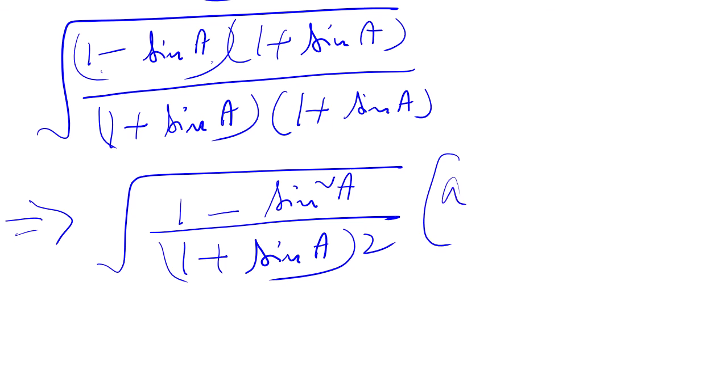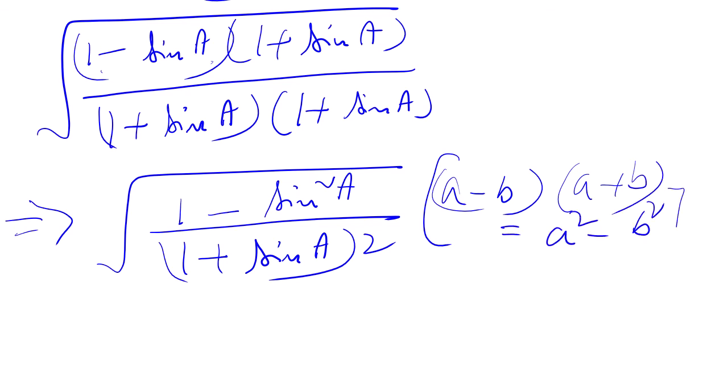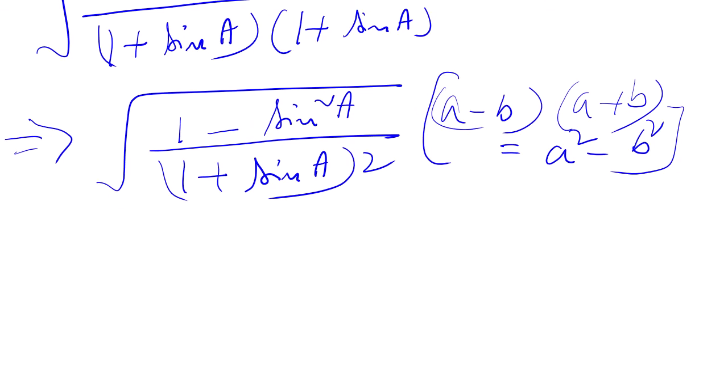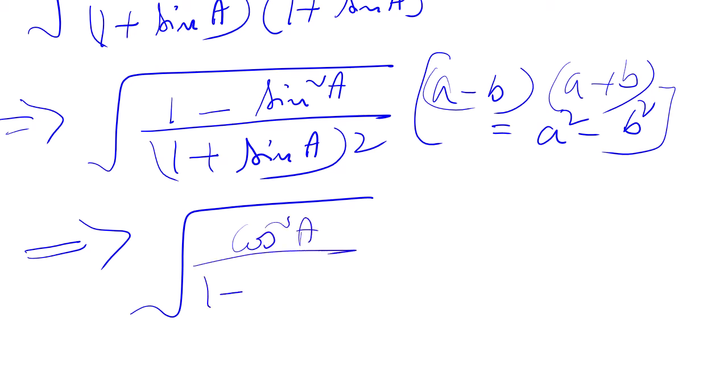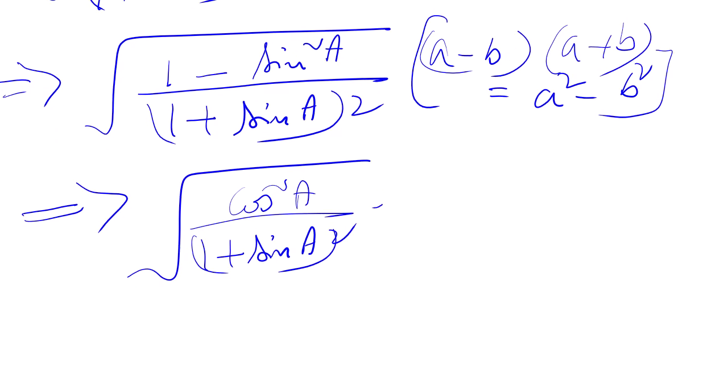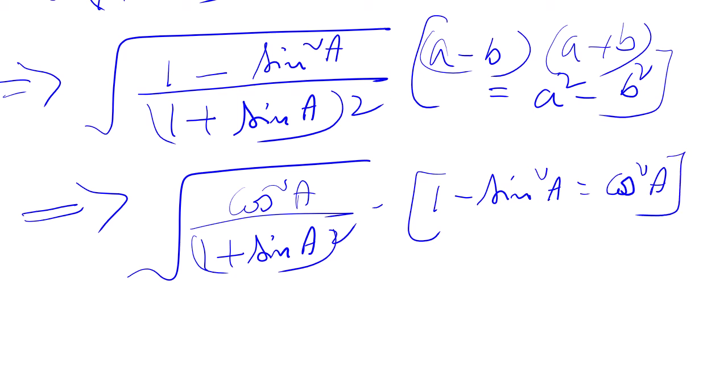Here we have used the identity a minus b into a plus b is equal to a square minus b square. Now 1 minus sin square A is cos square A. So square root of cos square A upon 1 plus sin A whole square. Here we have used 1 minus sin square A is equal to cos square A, as I have told you earlier, from the identity sin square A plus cos square A is equal to 1.